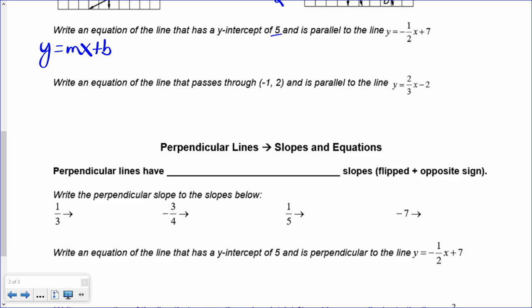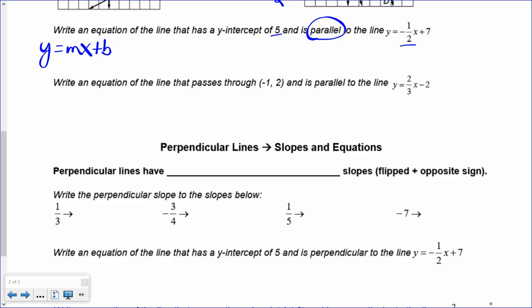And then they said this line should be parallel to this one. So have they given me the slope? They didn't directly tell me what the slope is, like slope is blank. They said it should be parallel to this line. So what would the slope be? It would be the same as the slope that they have provided. Remember, parallel lines have the same slope.